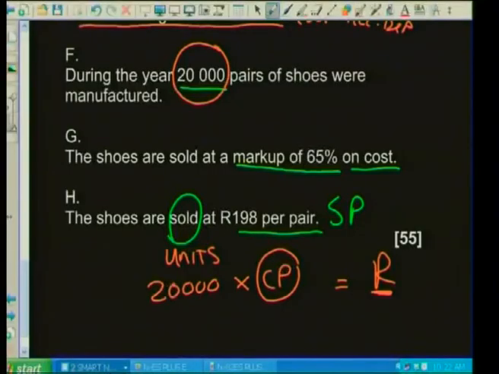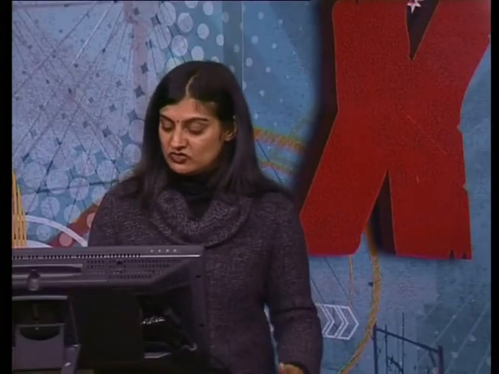So the key to this, grade 12s, is let's see whether we can calculate our cost price. From the information that is given to me, I am given selling price per unit, which is 198 Rand, and I'm given a markup of 65%, which means I can obviously calculate my cost price. Yes, I'm going back to your grade 8 accounting, calculation of cost price. So let's do that. Let's calculate your cost price.